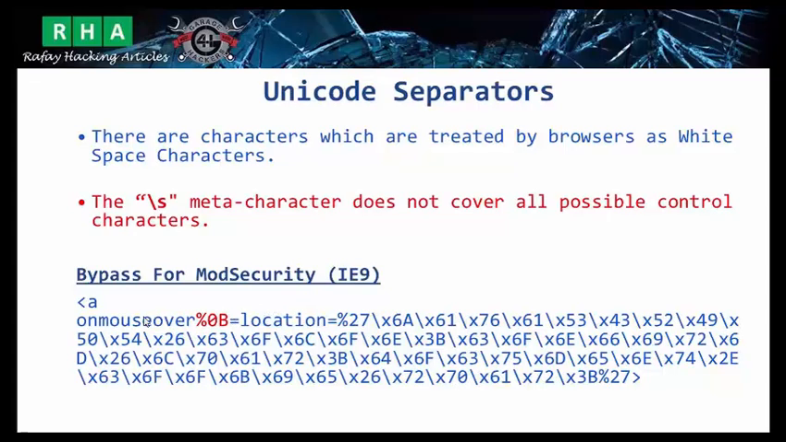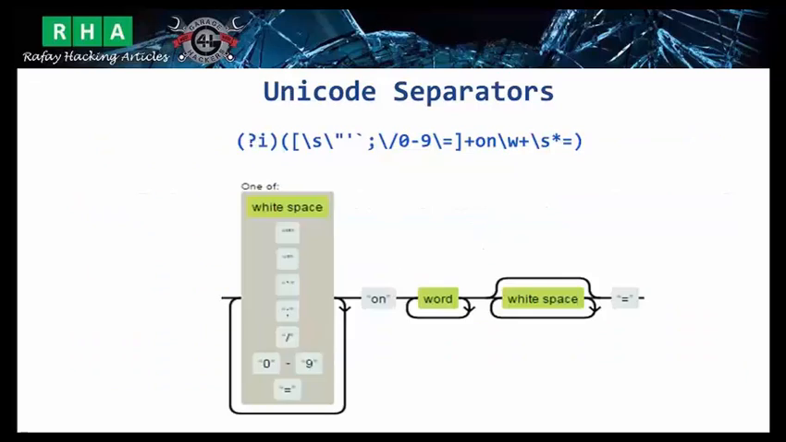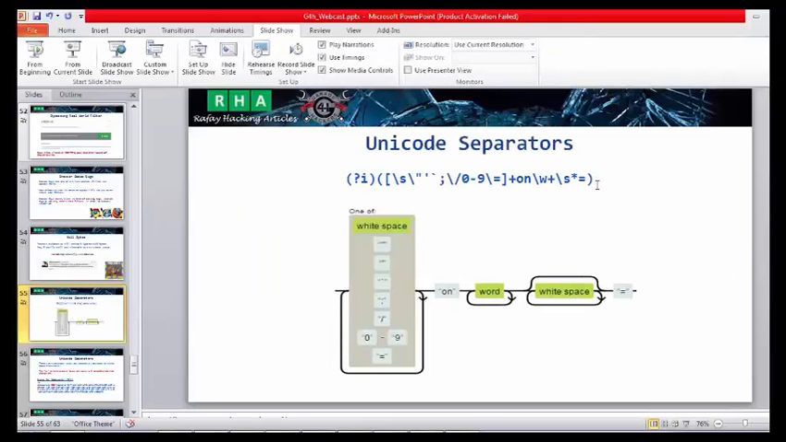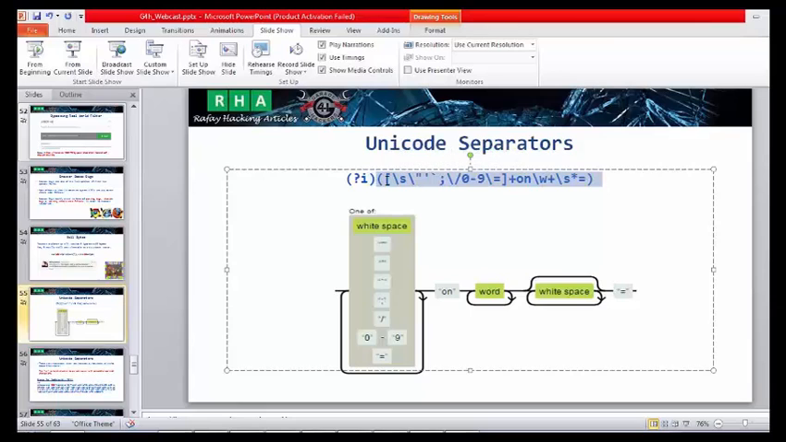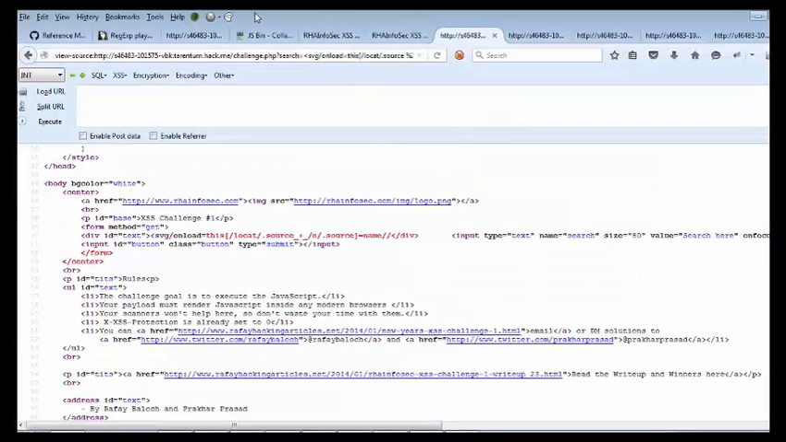So I used the onmouseover event handler, followed by %0B. So what is %0B? There are characters which are not covered by the \s meta character, which are treated by browsers as a white space character, and if you are able to inject one of these characters that are not part of this group, you are basically able to bypass the web application firewall, right? Let's just briefly look at how this vector works, how this regular expression works.